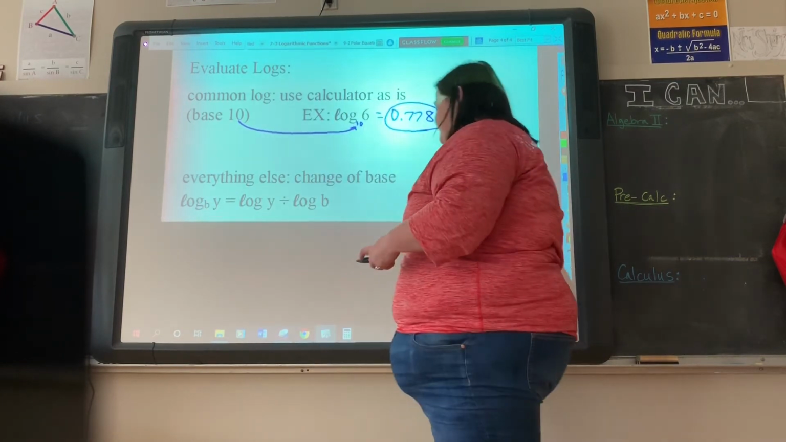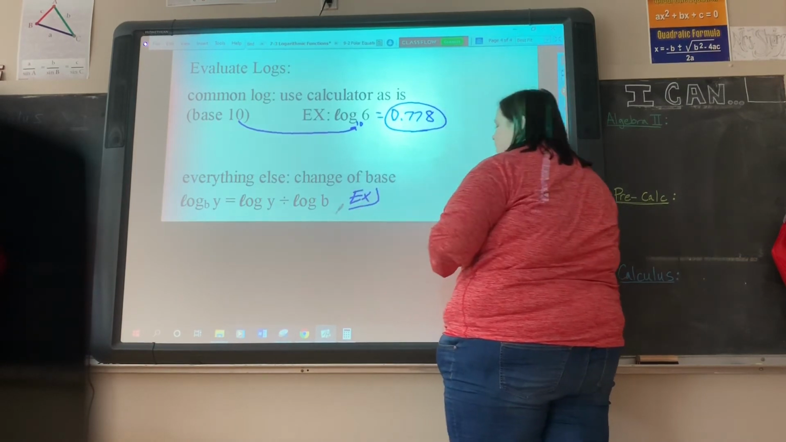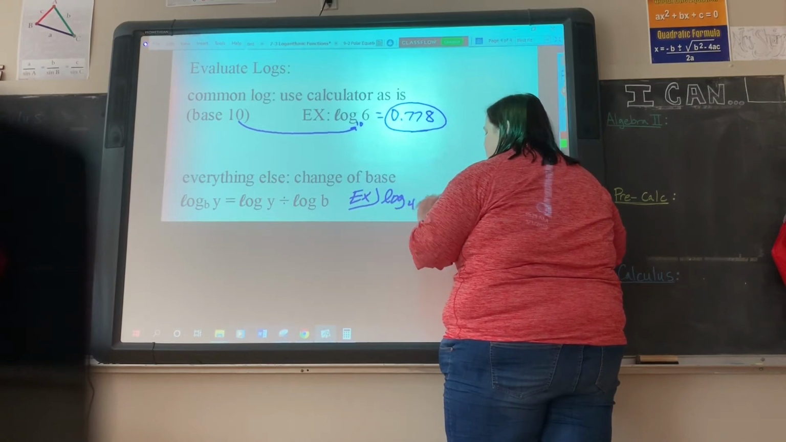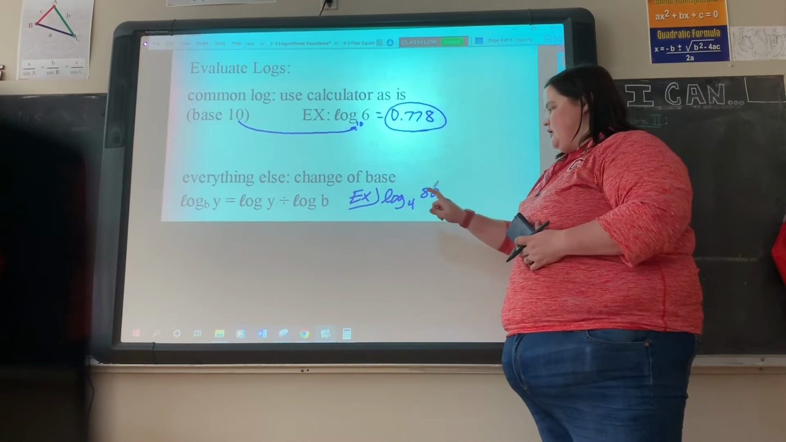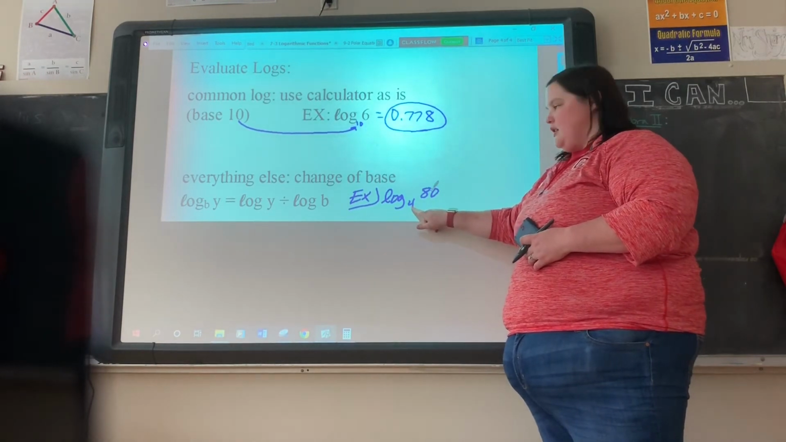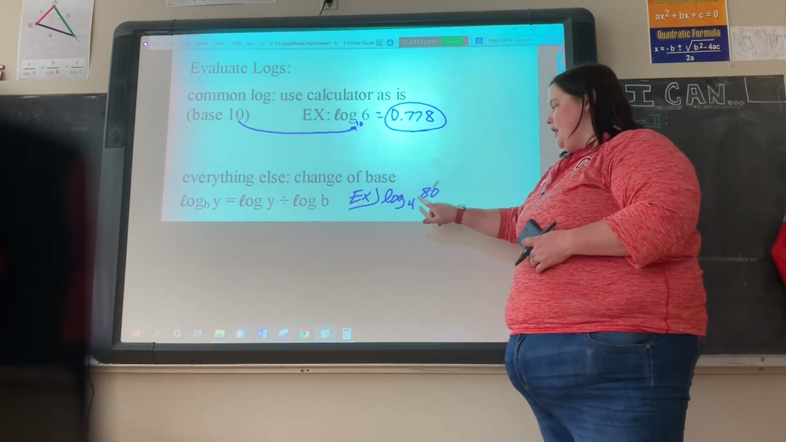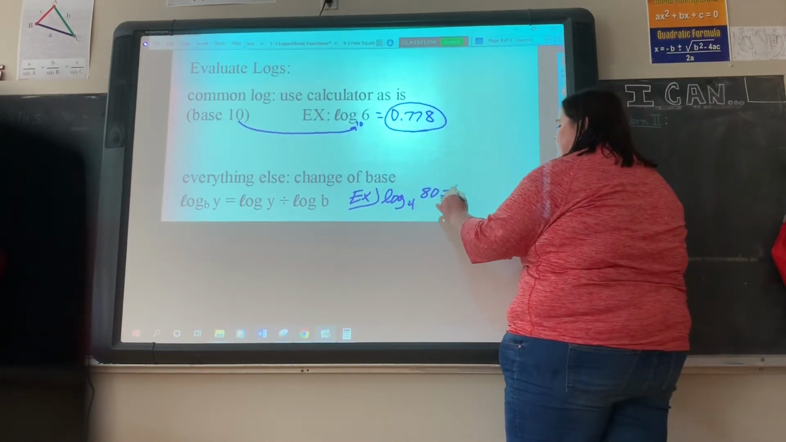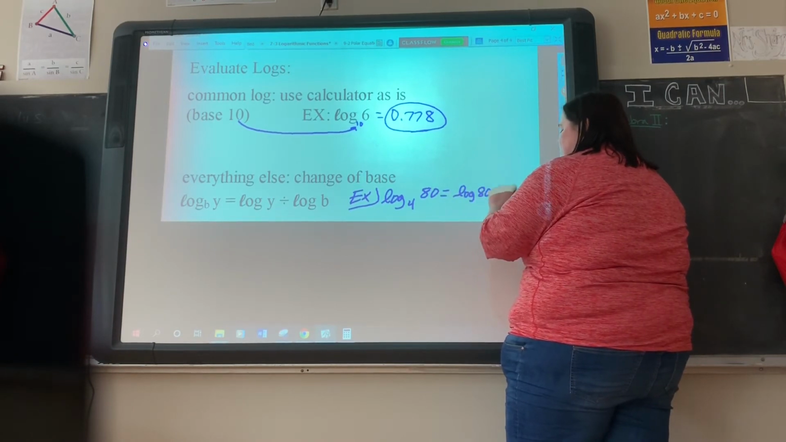So for example, if I have log base 4 of 80, what it's asking me to do is find the exponent on 4 that equals 80. Okay, that's not going to be a nice one. The way we can do this, in your calculator, you're going to do log of 80 first, and then divide it by log of 4.